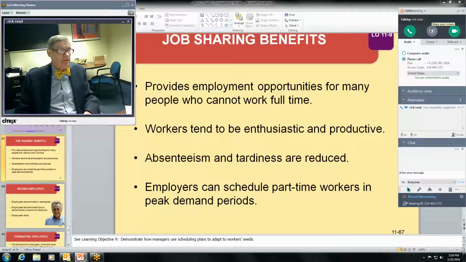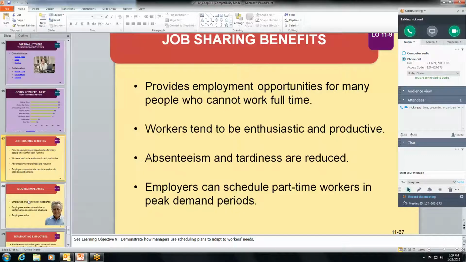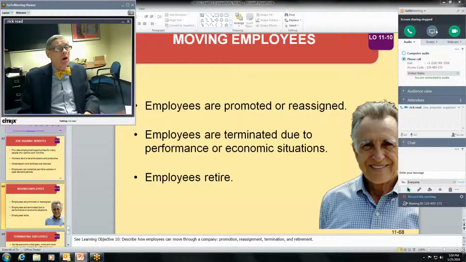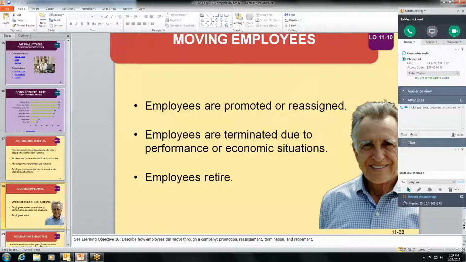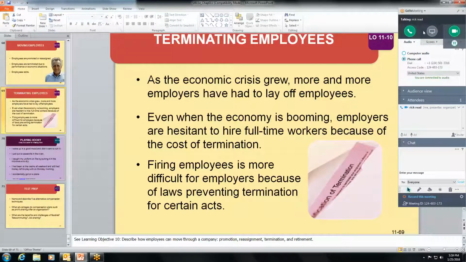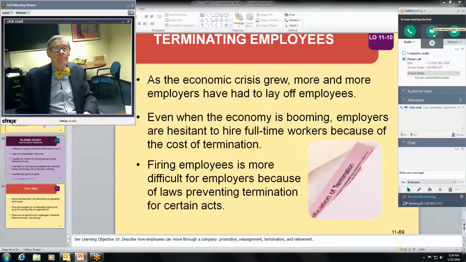Employees are going to be moved along for various reasons. They may be promoted, reassigned, terminated, or retire, and people have to plan for that. Terminating employees is never easy, and it has to be done in private. Layoffs are one thing; termination is something entirely different.